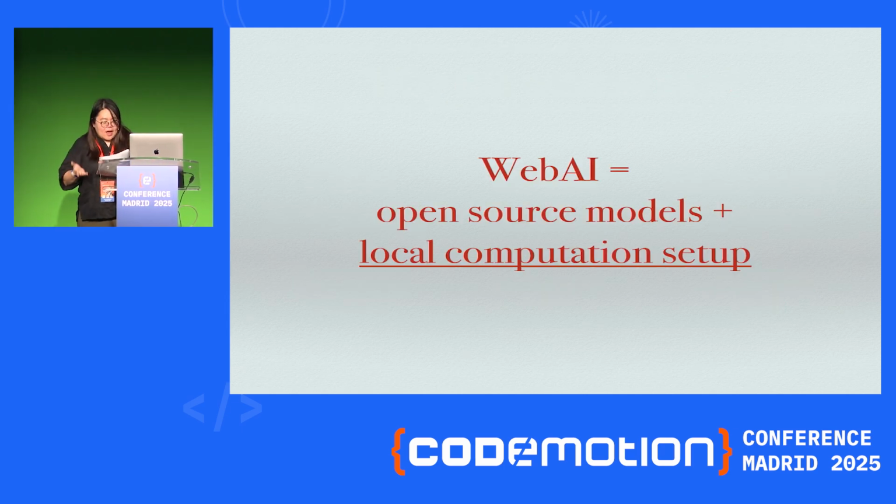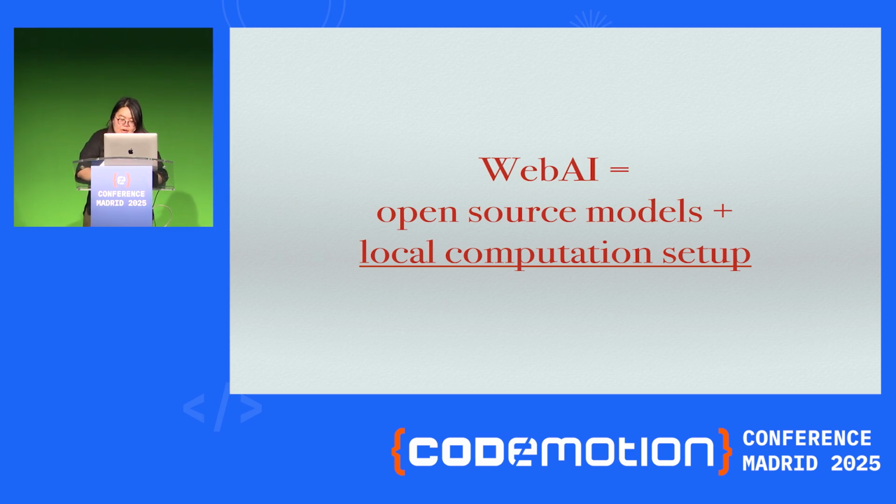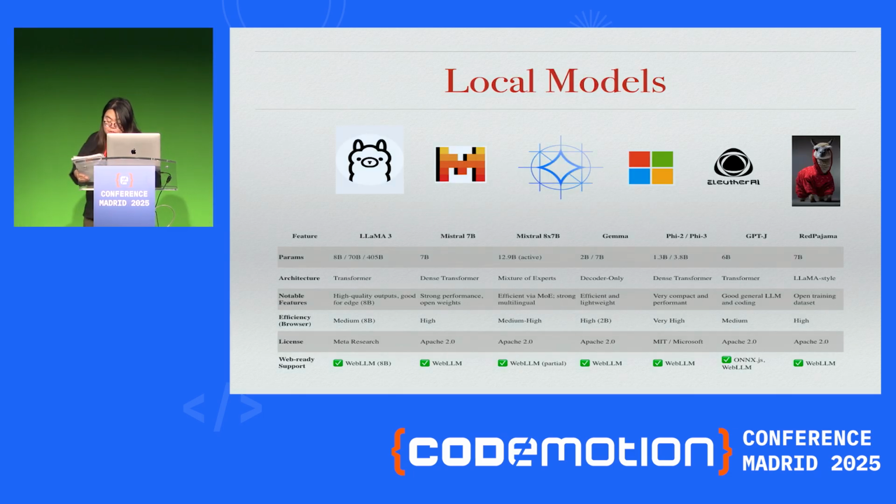So for WebAI, you basically need two core things to enable it: an open source model and a local computation setup. I'm going to go into what local models there are. What you see here are some of the leading open source models capable of doing in-browser AI. Of course, they're not the most powerful ones, not the ones you can get on ChatGPT. However, these small models are what make it possible to download and run powerful client-side AI, and they are specifically trained for that.